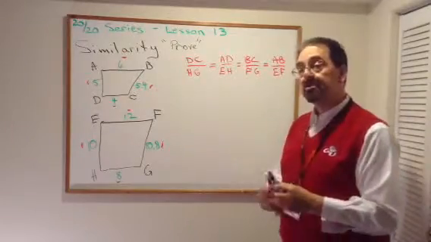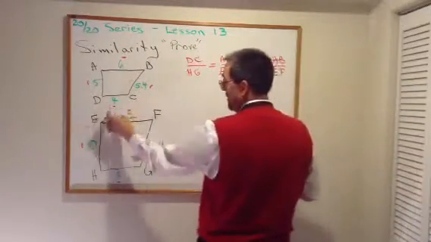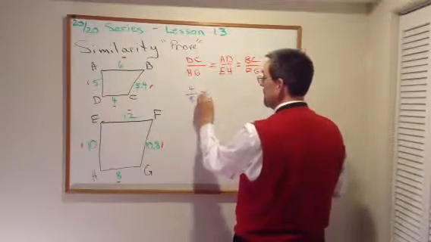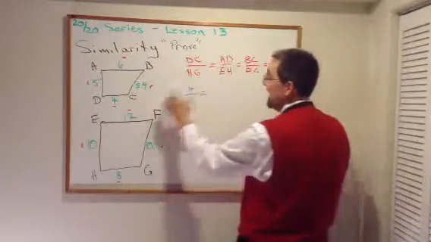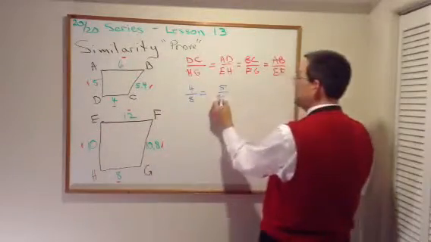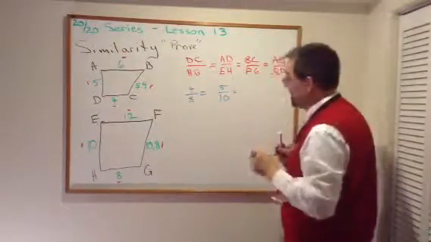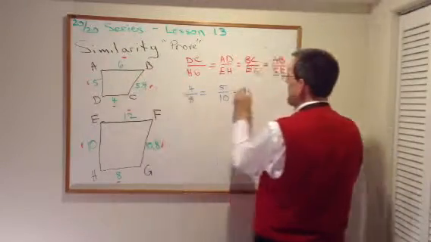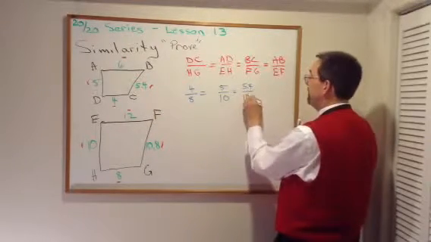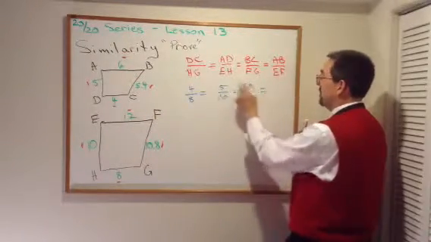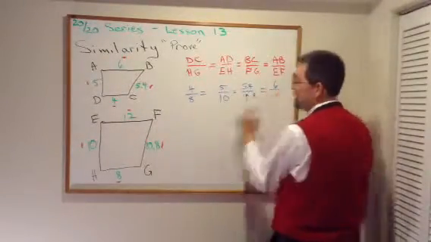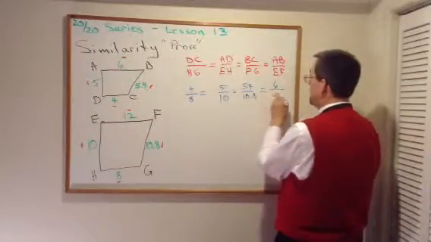Now, let's actually put some numbers in and see if we get the same with each one. DCHG, we got a 4 and an 8. We can already see that's 1/2. AD, 5. EH, 10. 1/2, looking good so far. BC, 5.4. FG, 10.8. 1/2. AB, 6. EF, 12.